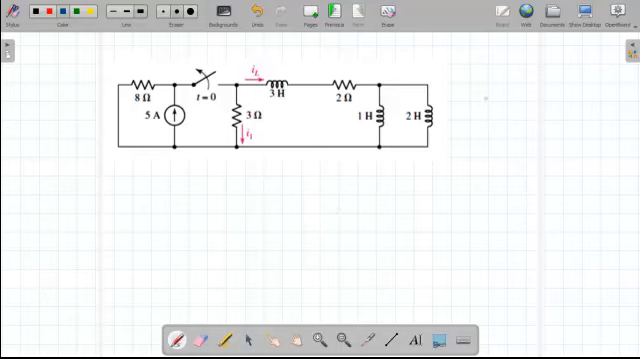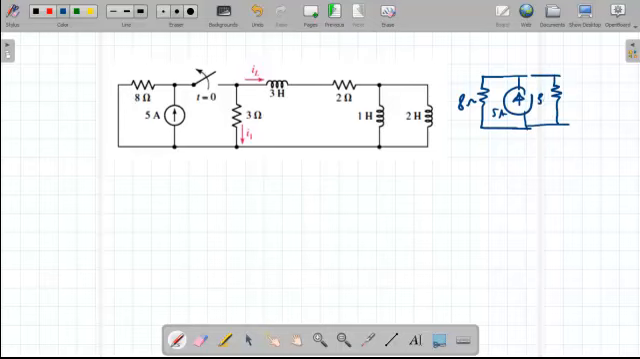So here we can redraw the circuit. This becomes the 8 ohm resistor, and this is the current source, 5 amp. Then this is the switch. Now what you can see here, this becomes a short circuit. These two short circuits. So here we will have 3 ohm, and we have only here the 2 ohm. The current here is IL. The current here is I1. But remember, this is t less than 0.